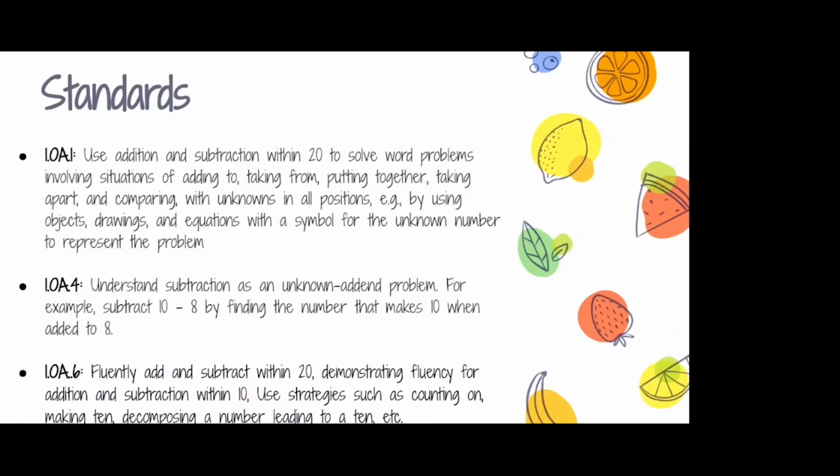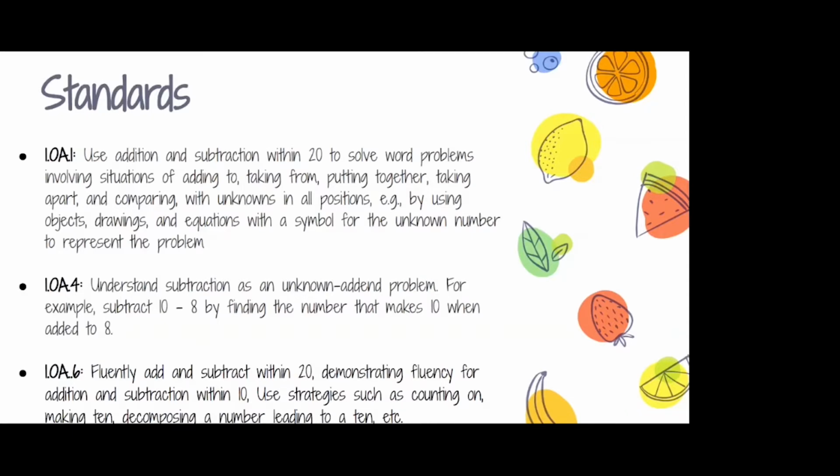All right. So next we have understand subtraction as an unknown addend problem. For example, subtract 10 minus 8 by finding the number that makes 10 when added to 8. We've been working with that too. And then of course we have our weekly one, which is fluently add and subtract within 20, demonstrating fluency for addition and subtraction within 10. Use strategies such as counting on, making 10, decomposing a number leading to 10, and more. And we've been practicing our fluency. I know you're practicing it at home, just like we've been practicing it here.